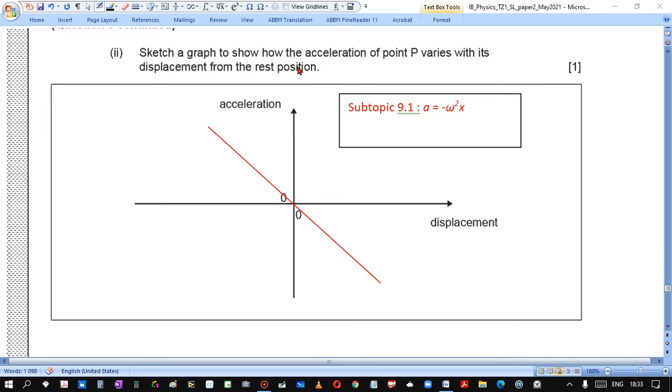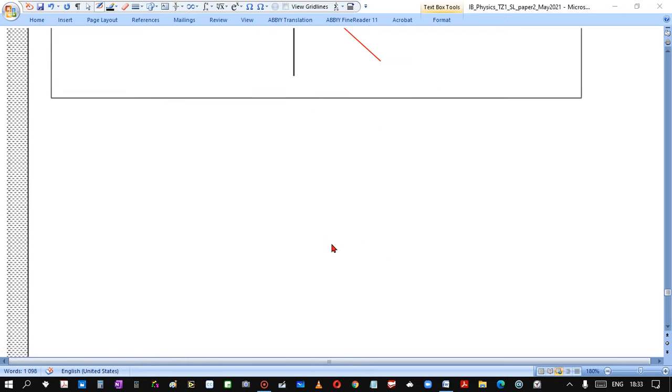Sketch a graph to show how the acceleration of point P varies with its displacement from the rest position. So we have acceleration and displacement. Subtopic 9.1 gives us the formula linking acceleration and displacement. We see that they are proportional and we have a minus here. So the graph will be a straight line with negative gradient. So I have drawn this graph here.